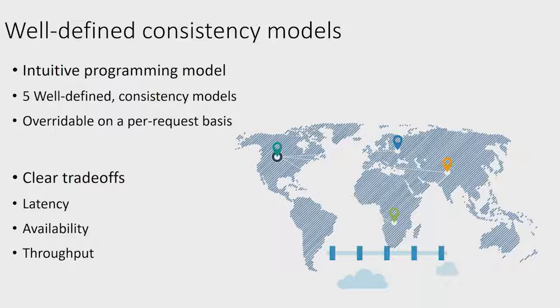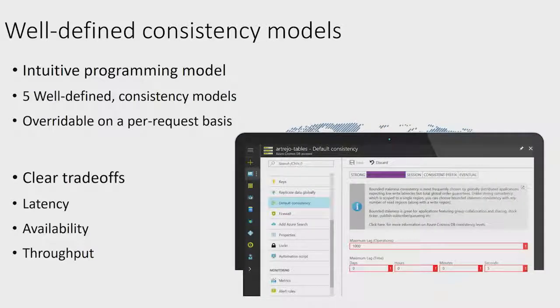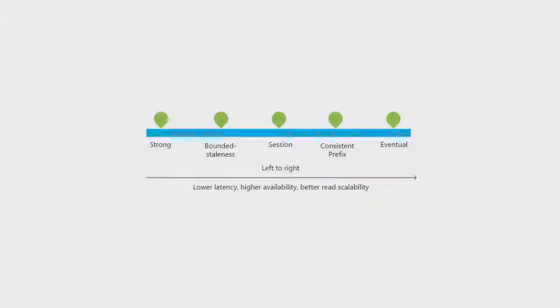What we do is we actually give you 5 tunable consistency models. They're overridable on a per request basis, and this will give you very clear trade-offs for consistency versus latency, availability, and throughput. This is configurable easily through a single click of a button on the Azure portal. You just click on the default consistency, you choose one of the 5 consistency models, and that's about it. You don't have to do any crazy quorum configuration, replica configuration, or data center configuration. Let's make this just a click of a button.